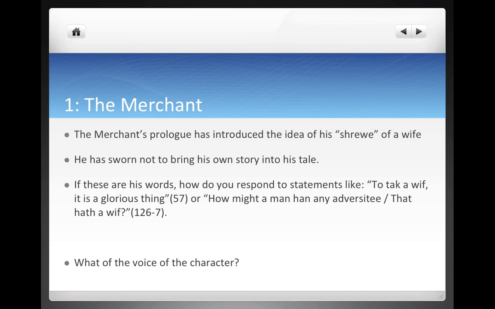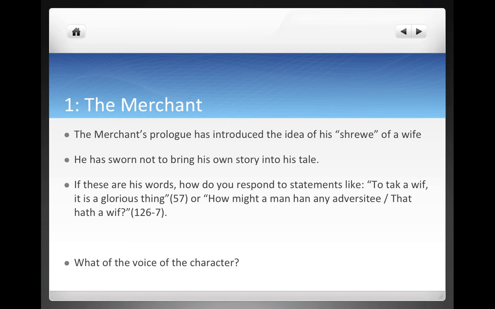In the merchant's prologue, he's introduced the idea of his wife, very much a shrewe. He has sworn not to bring his story, however, to bear on the tale. This is very clear. But then it's interesting, isn't it? Because he's speaking this, and I wonder what happens if this is his voice now being heard.